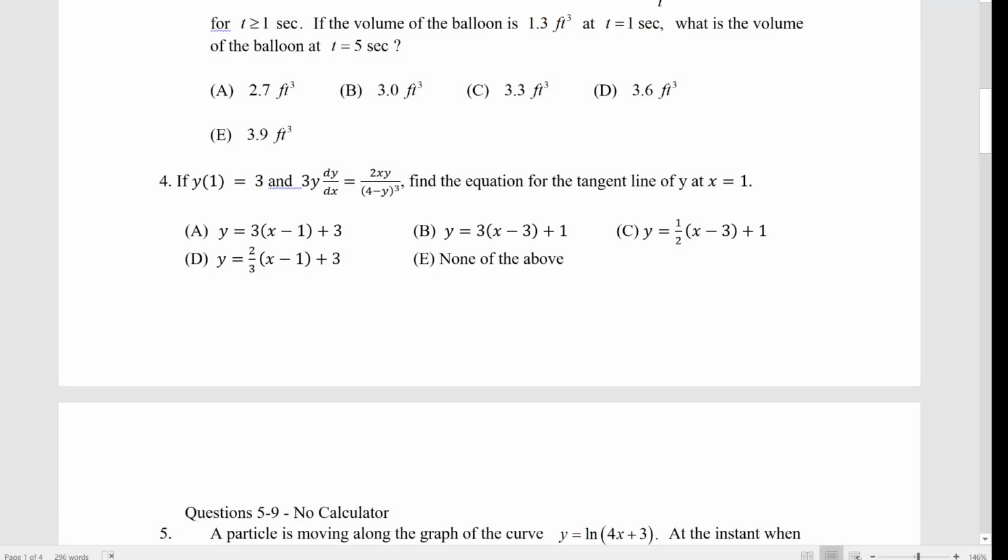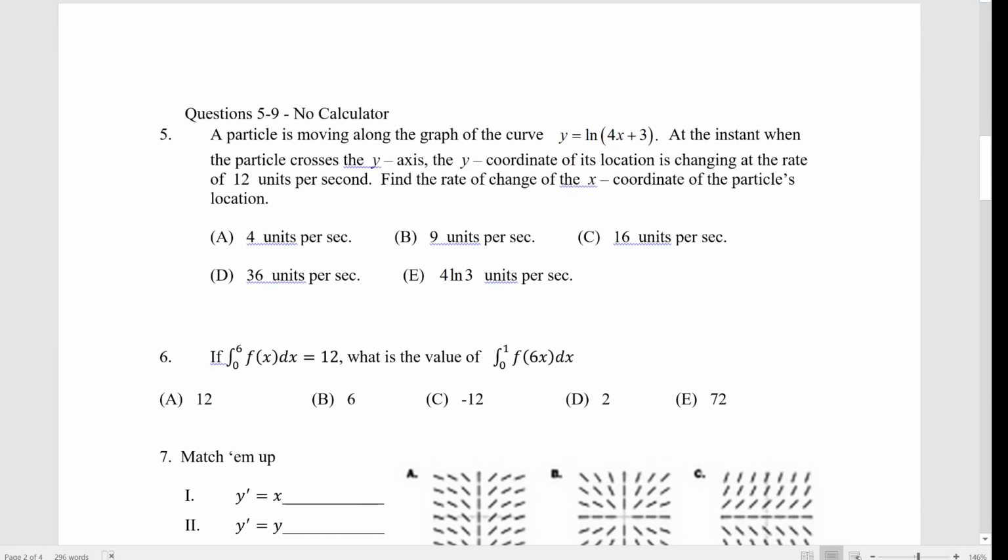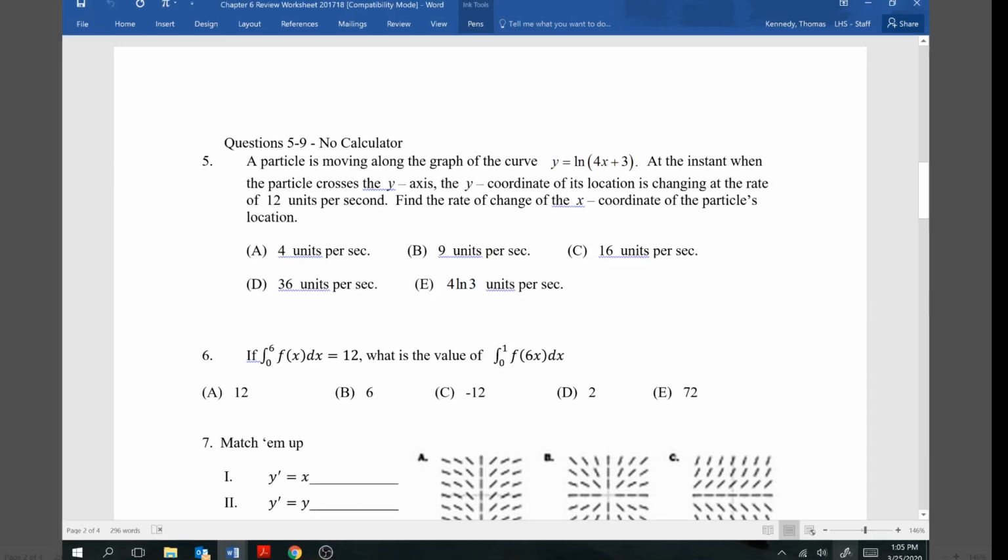All right, question 5 now. Okay, a particle is moving along the graph of the curve, some natural log curve. At the instant when the particle crosses the y-axis, the y-coordinate of its location is changing, so that means a dy dt of 12 units per second. Find the rate of change of the x-coordinate of the particle's location. So the key part is to realize that this is a related rates question, because they give you units per second. They tell you it's changing with respect to time by doing so.